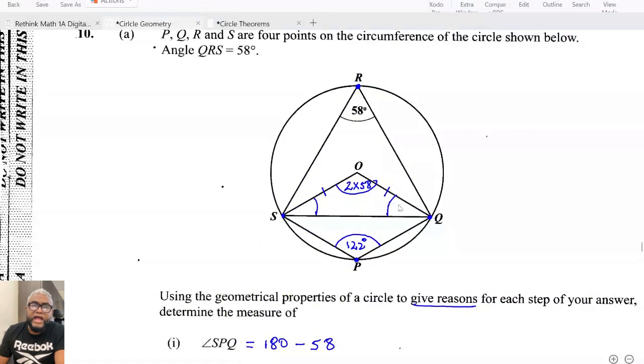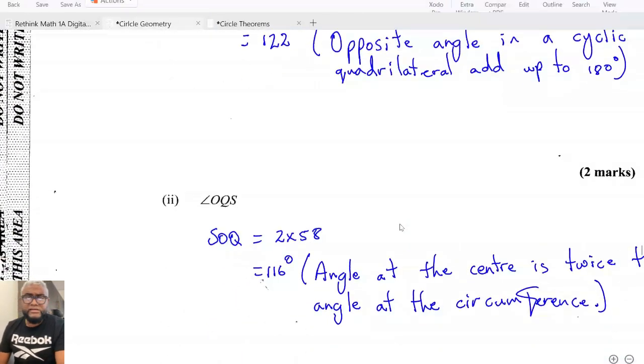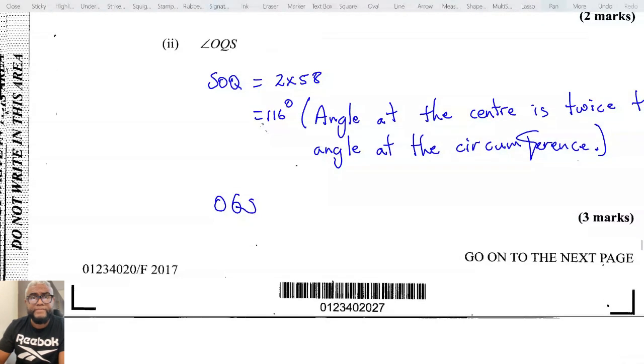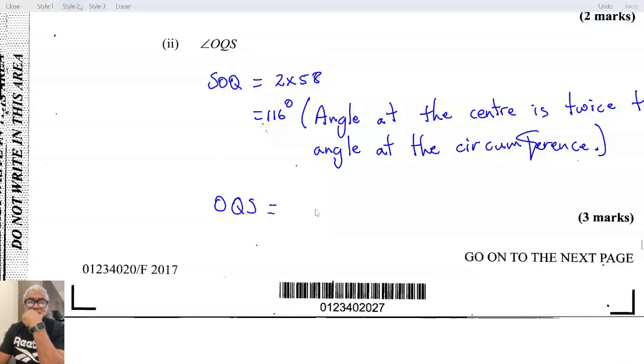Right, so we have here, and we said base angles of an isosceles triangle are equal. So what is it we need to find these base angles here? Anybody? So this is OQS we find it now, right? OQS would be equal to 180 minus 116 all over 2.